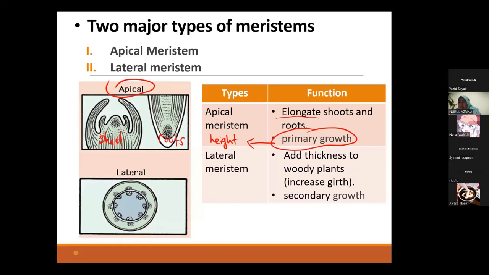Whereas lateral meristem adds thickness to the woody plant. Untuk tumbuhan-tumbuhan yang berbatang, this lateral meristem adds thickness, menambahkan penebalan dia. So this is what we call secondary growth, adding thickness, ataupun kita panggil sebagai girth. So that's why pokok akan makin lebar, makin lebar, makin lebar.